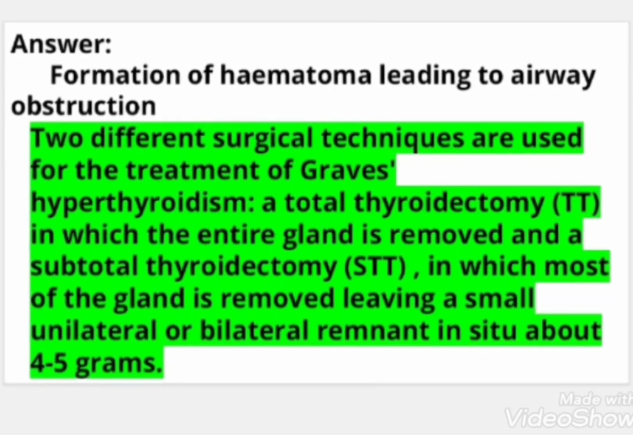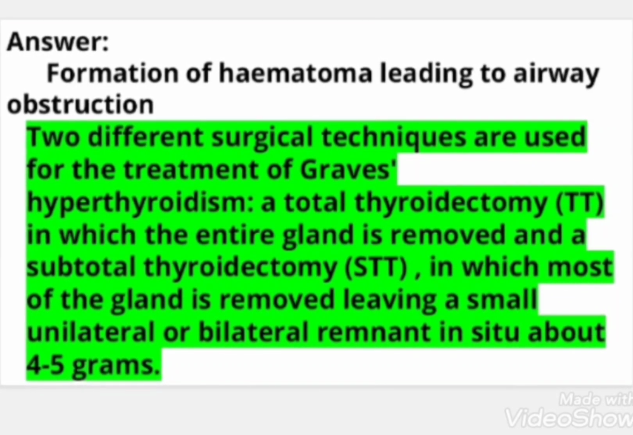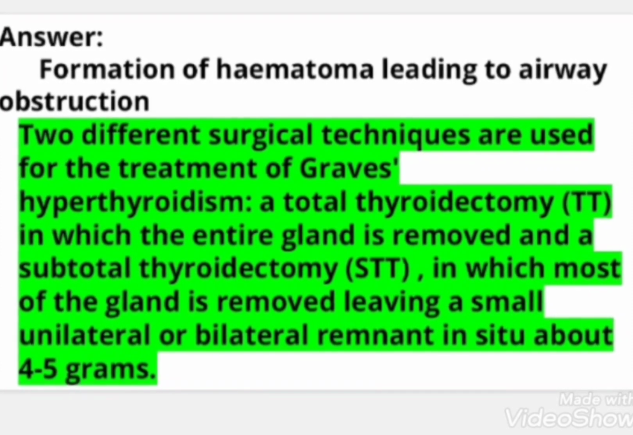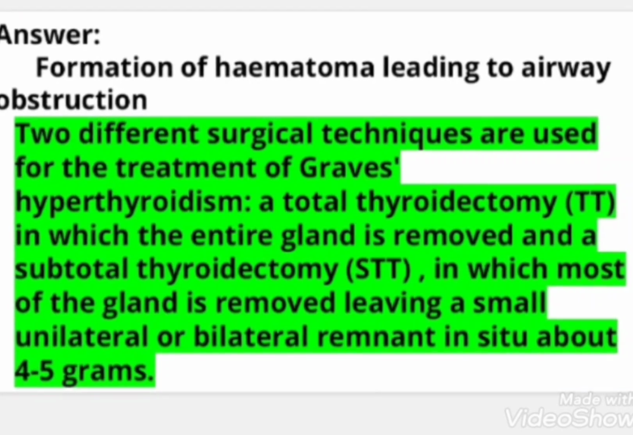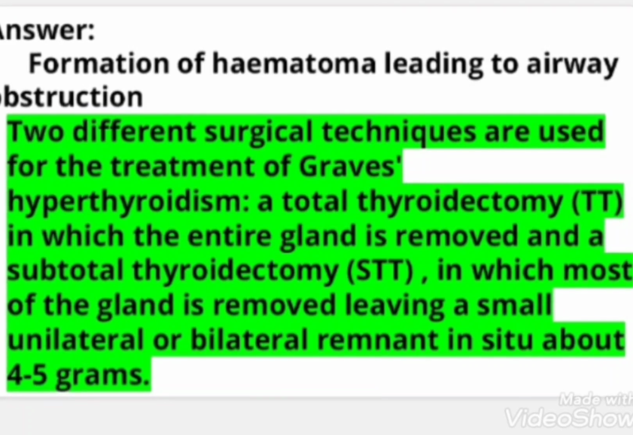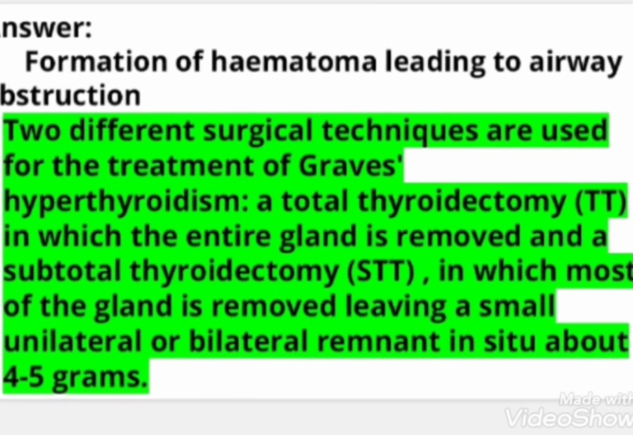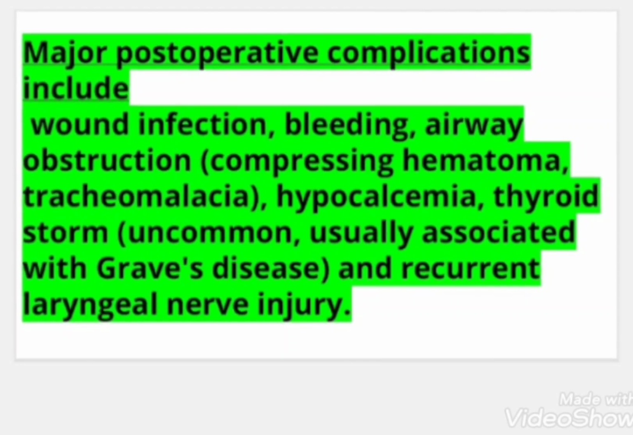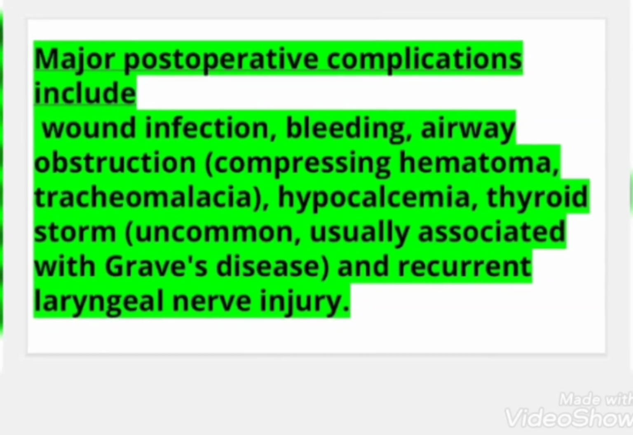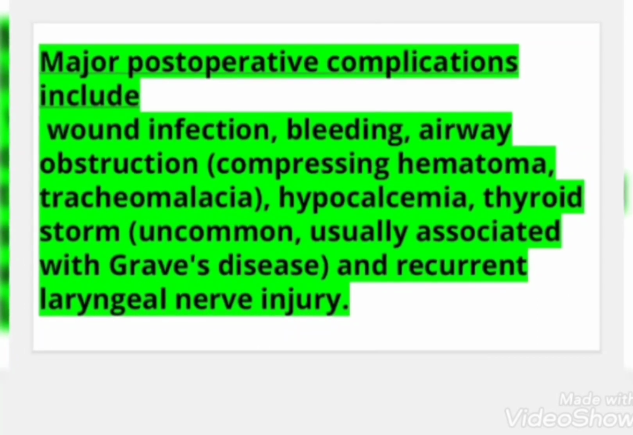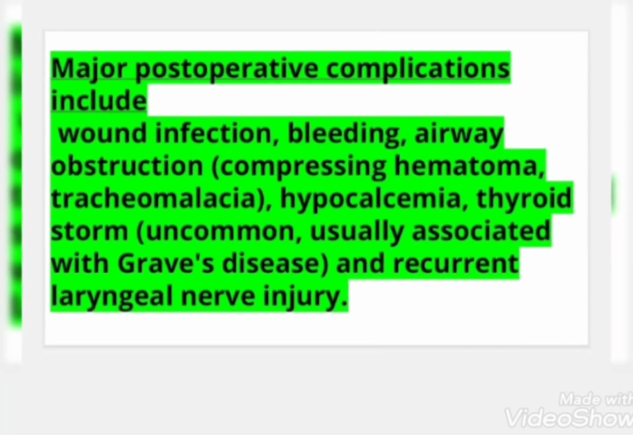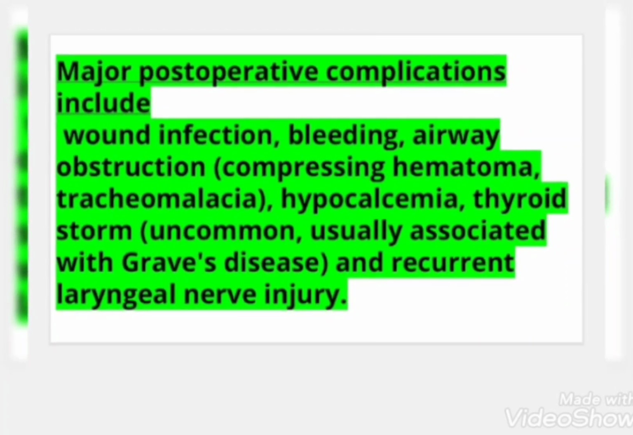2 different surgical techniques are used for the treatment of Graves' hyperthyroidism: a total thyroidectomy (TT) in which the entire gland is removed, and a subtotal thyroidectomy (STT) in which most of the gland is removed, leaving a small unilateral or bilateral remnant in situ, about 4 to 5 grams. Major postoperative complications include wound infection, bleeding, airway obstruction, compressing hematoma, tracheomalacia, hypocalcemia, thyroid storm (uncommon, usually associated with Graves' disease), and recurrent laryngeal nerve injury.